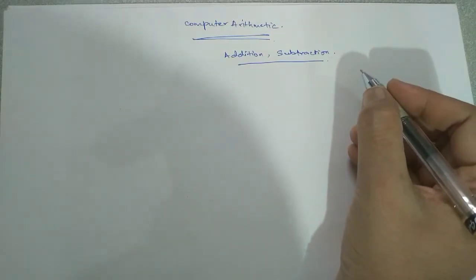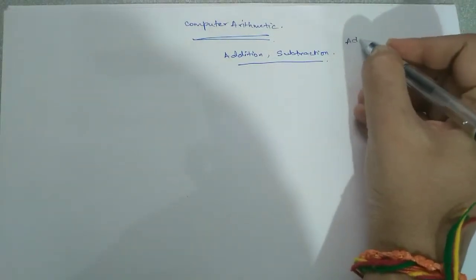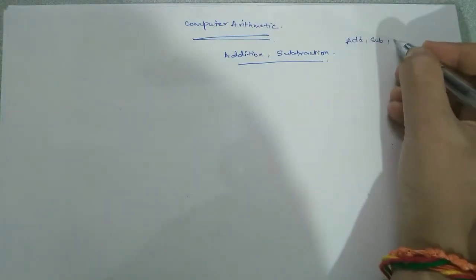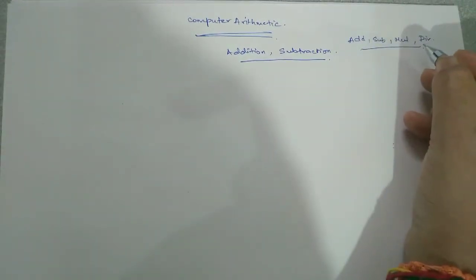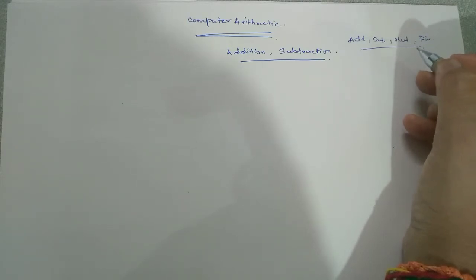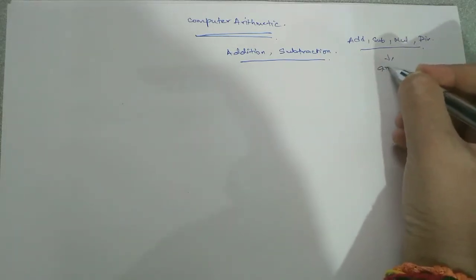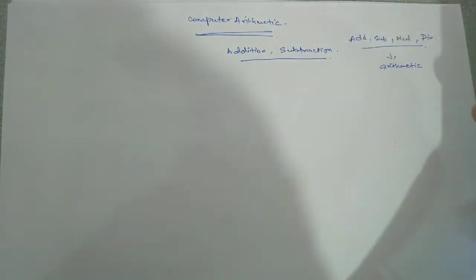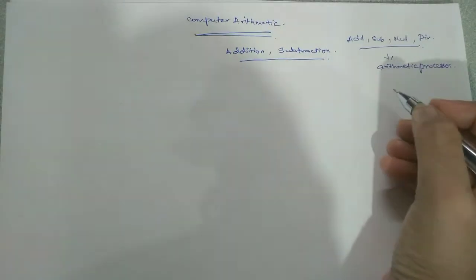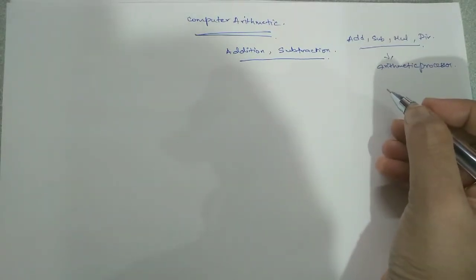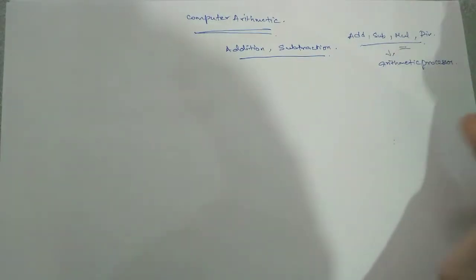So we have arithmetic operations: addition, subtraction, multiplication and division. All these arithmetic instructions or operations can be executed in digital computers by using an arithmetic processor. This arithmetic processor is a part of the processor unit that executes the arithmetic operations.